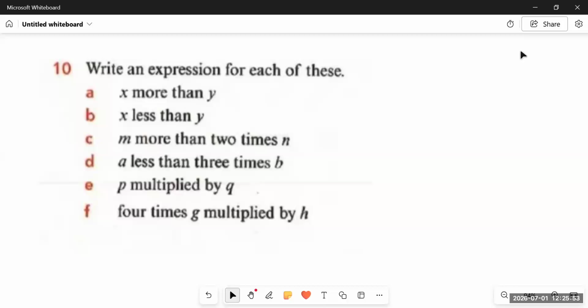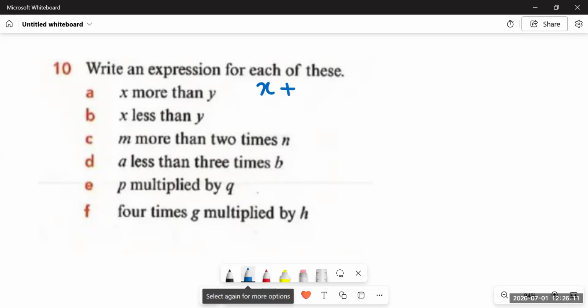Here's question number 10, which says write an expression for each of these. X more than Y. Now they're just introducing some new words that can be used to explain expressions. So X more than Y is X plus Y. X more than Y. Okay? More than means plus, addition, doing sum. So it will be X plus Y, right?